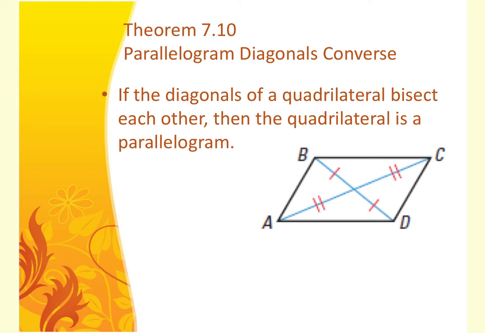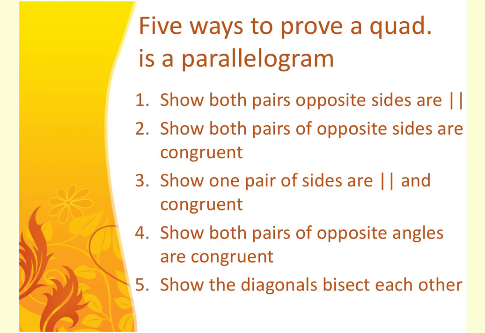Back to the converse, parallelogram diagonals converse says if the diagonals of a quadrilateral bisect each other, then the quadrilateral is a parallelogram. So if this is cut into 2 equal pieces and this is cut into 2 equal pieces, then it's a parallelogram. All right, so there are 5 ways to show that a quadrilateral is a parallelogram.